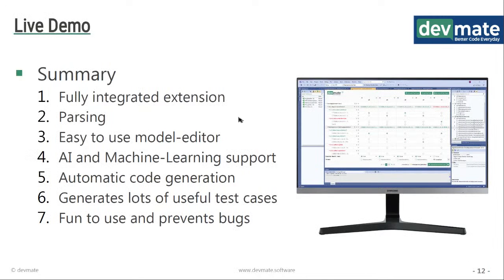So to summarize the live demonstration, devmate is a fully integrated extension in Visual Studio. It parses your code. It supports a very easy to use, useful model editor, which is AI powered. So you have AI support, and the AI just recommends you the best data you can imagine. And the code is generated automatically, and it generates a lot of test cases. So 8 test cases for such a small method. And the best part, it's very fun to use and it prevents bugs.